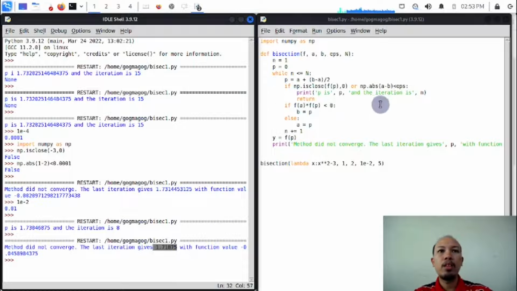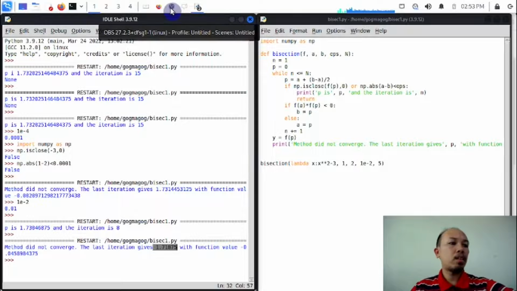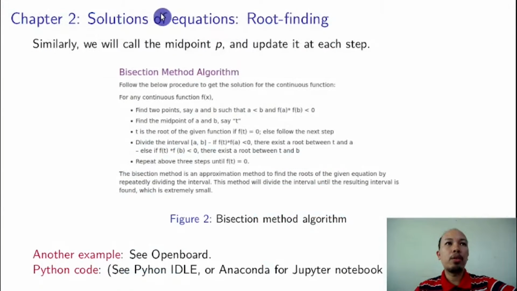Okay, so this is the Python code for the bisection method.